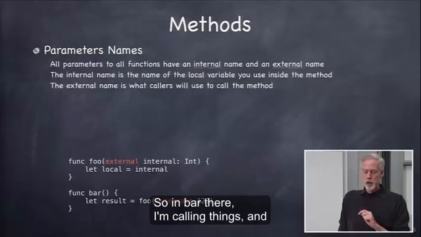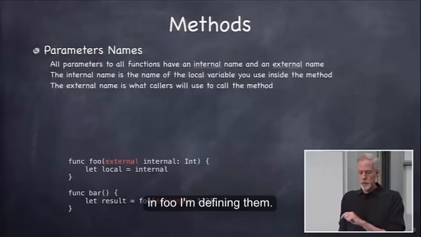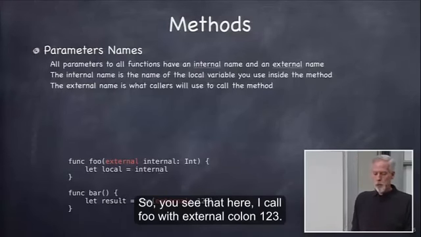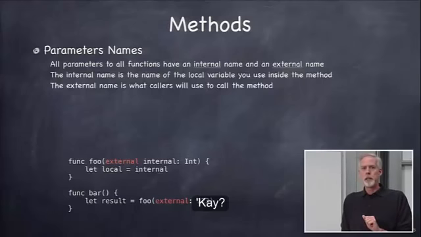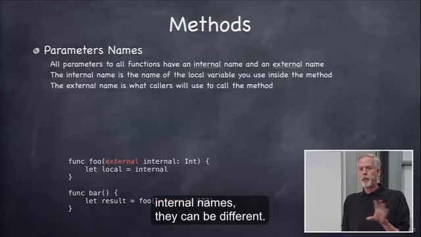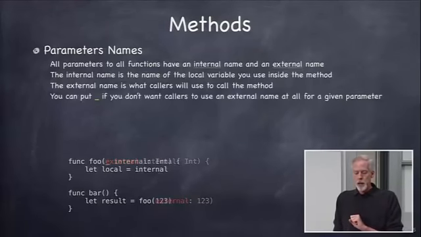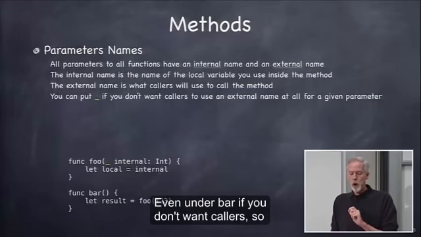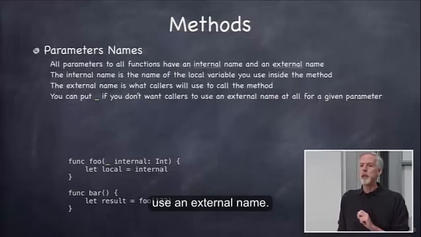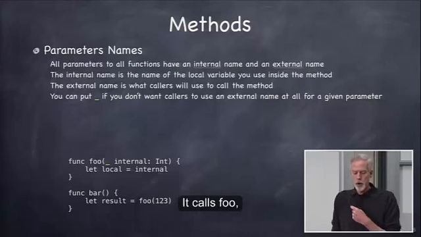So in bar there, I'm calling things, and in foo, I'm defining them. So you see that here, I call foo with external colon 123, even though internal to foo, that thing is called internal. Okay? So you can have both external and internal names. They can be different. You can put an underbar. Remember, underbar is kind of the don't care thing in Swift. You can put an underbar if you don't want callers to use an external name. So now look at bar. It calls foo.